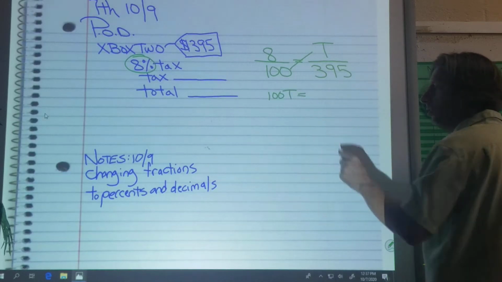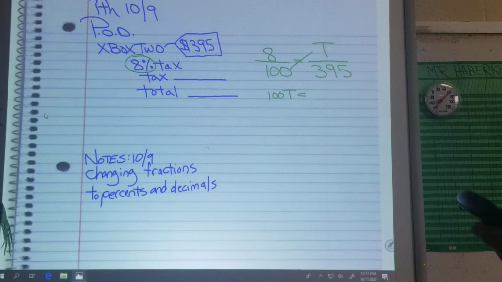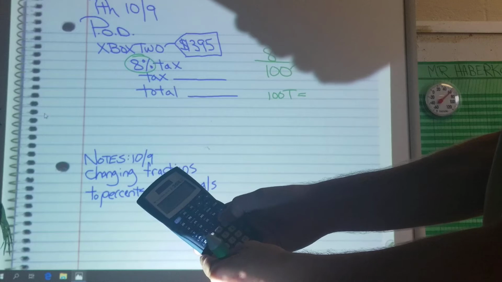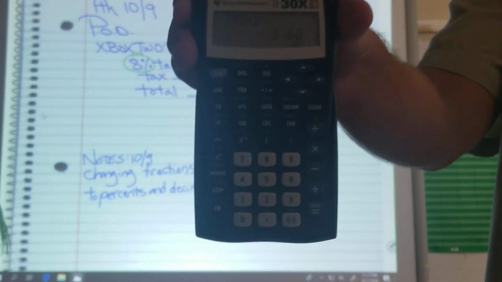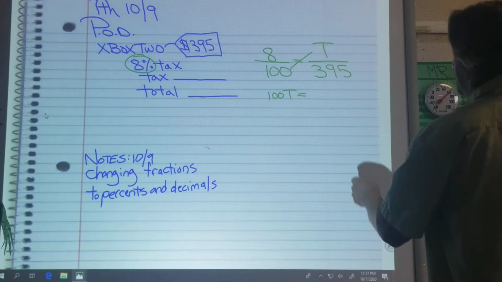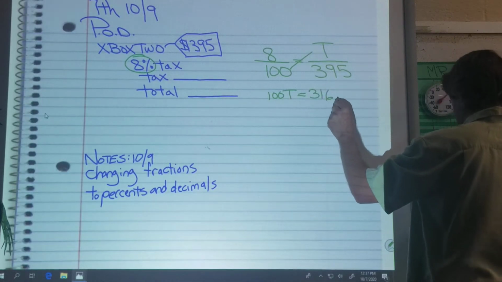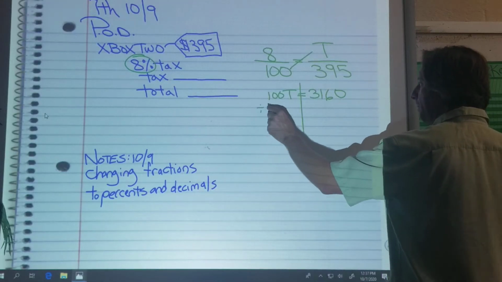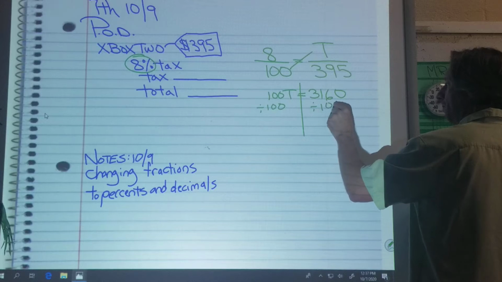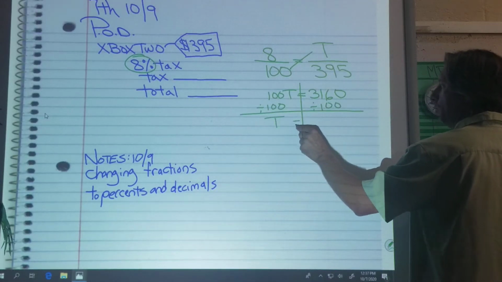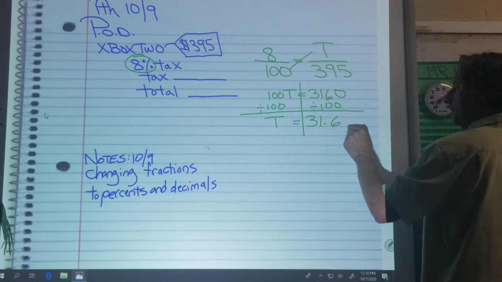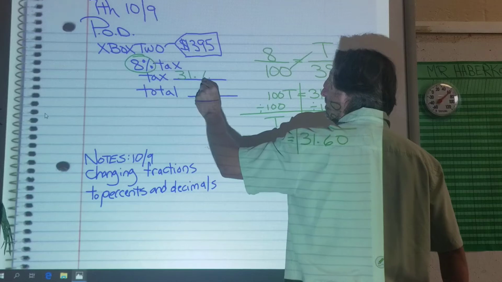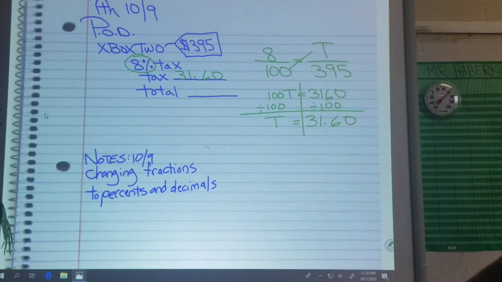100T equals 395 times 8. It's my handy dandy calculator. 395 times 8, and we get 3,160. And then we draw our line for our equation, divide by 100. And we say the tax equals $31.60, right? So I can write that right here on the line. $31.60.